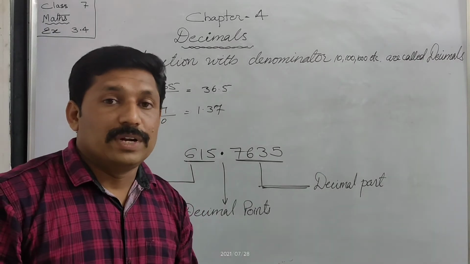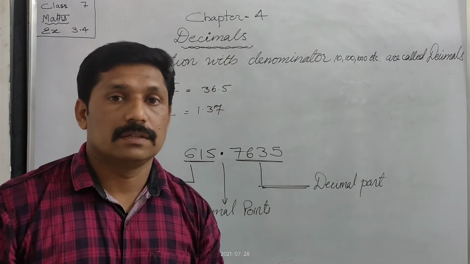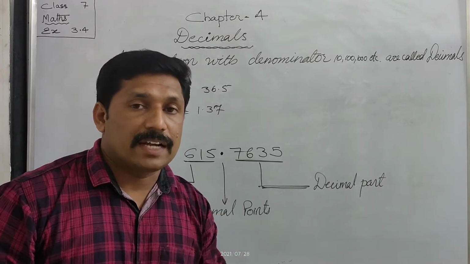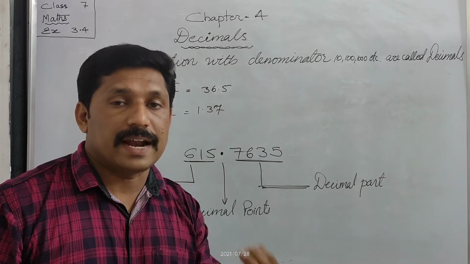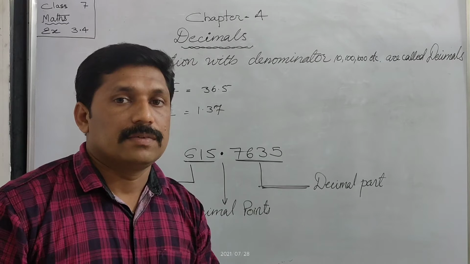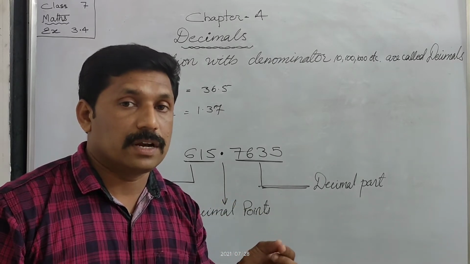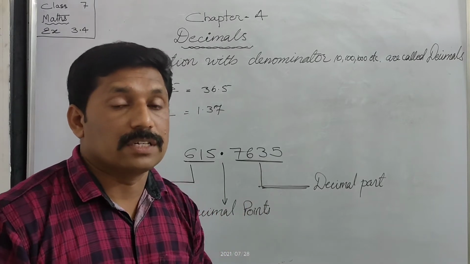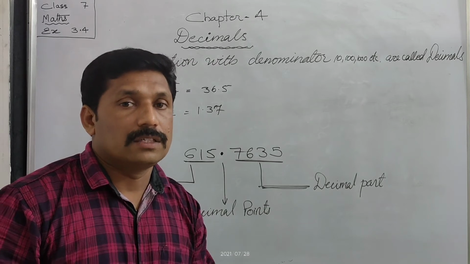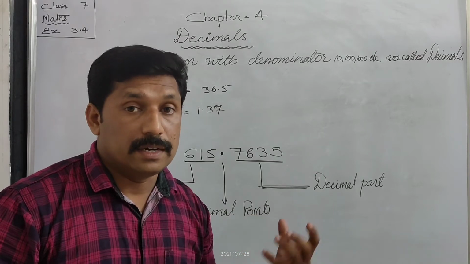Dear students, today we start another chapter, that is chapter 4, decimals. What do you mean by decimal, students? Decimal means a fraction with denominator 10, 100, 1000, or 10,000, lakhs, like that. When the denominator is tens, hundreds, thousands or 10,000s, etc., such fractions are called decimals. We can express those numbers as a decimal. So any fraction with the denominator 10, 100 or 1000 is called a decimal.